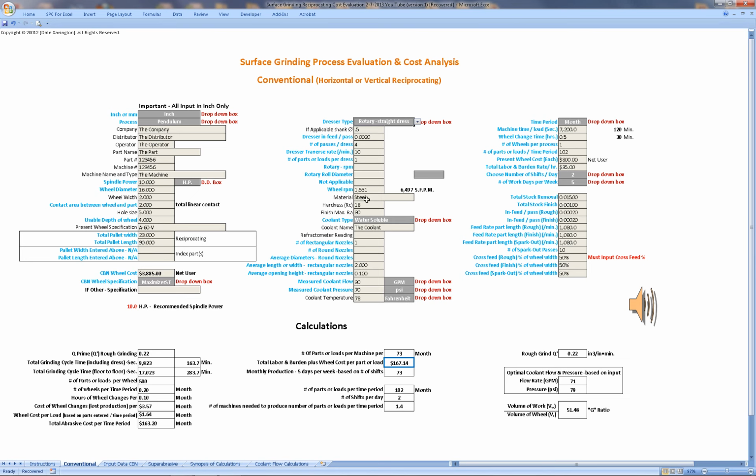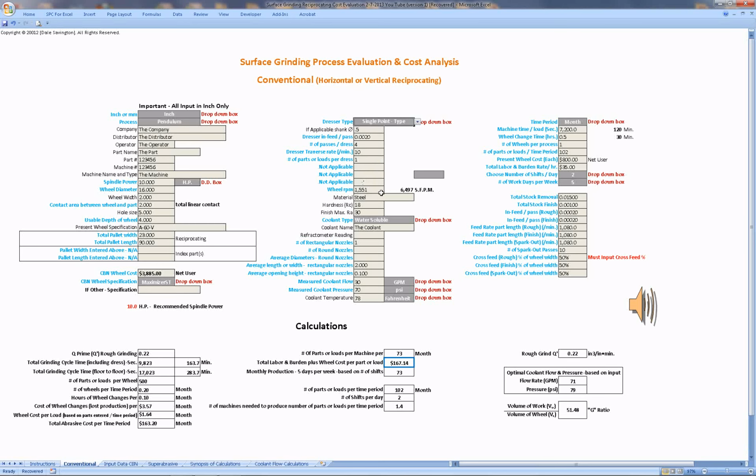The next input, after we've now gone back to straight, is what is the infeed per pass. In this case, we're going 2/1000. Number of passes per dress are 4. The dress traverse rate is 10 inches per minute. It could be millimeters per minute had we chosen millimeter over inch. Number of parts per load or per dress is 1.